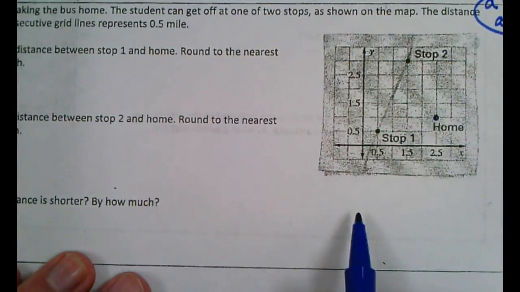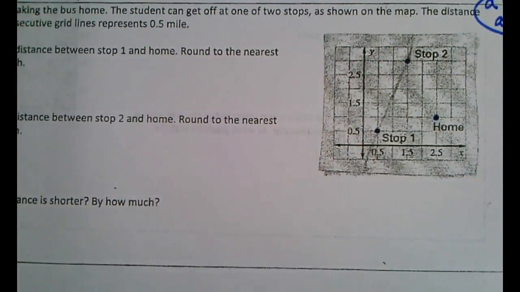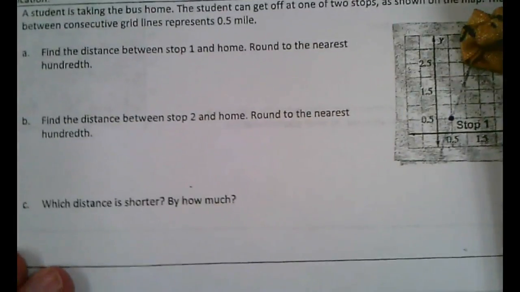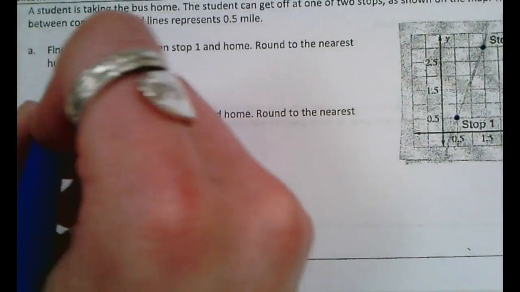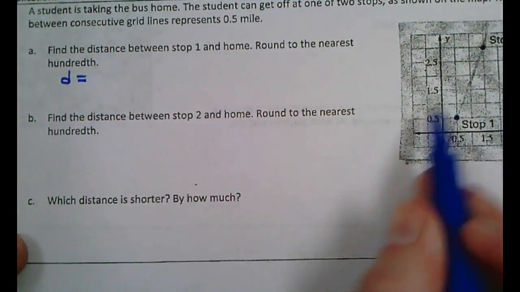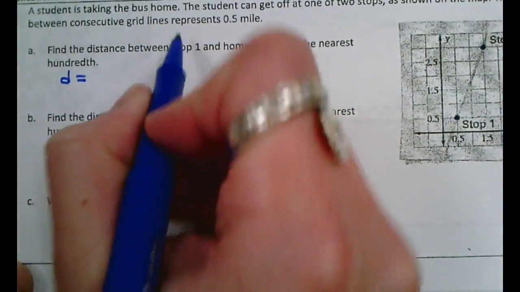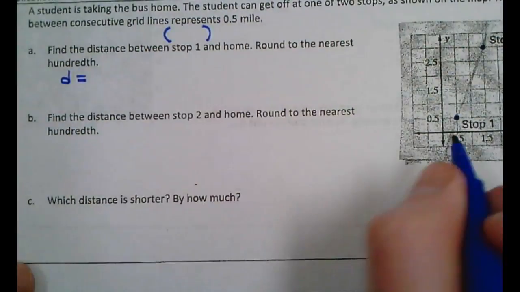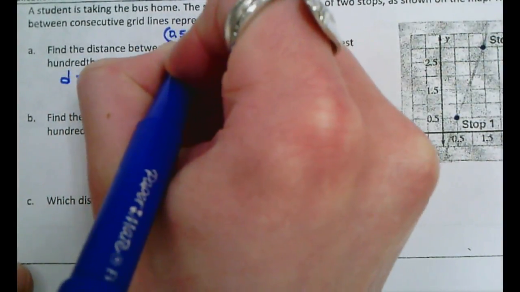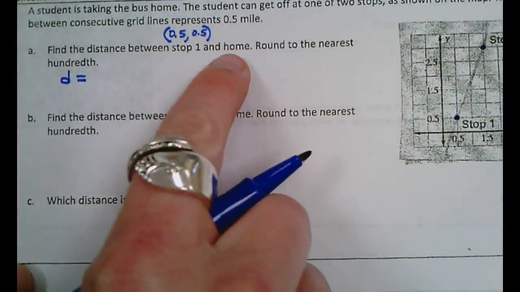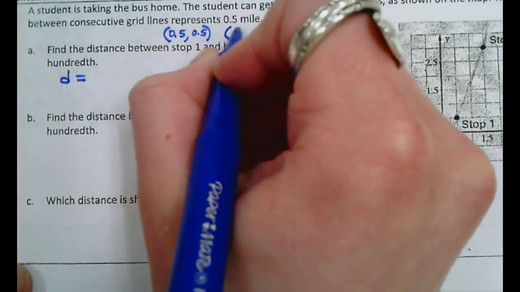We have the person who's home right here, and there's stop 1 and stop 2 for taking the bus home. It says find the distance between stop 1 and home, rounded to the nearest hundredth. So I'm just going to put distance equals. Now when I find the distance between 2 points, I want to know what those 2 points are. So stop 1, the ordered pair is 0.5, 0.5. And home, if you notice on the graph, is at 2.5, 1.